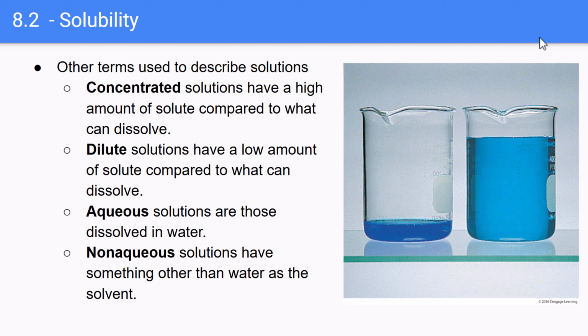Aqueous solutions are those that are dissolved in water, which is where the term aqua comes into play here, it means water. And non-aqueous solutions are dissolved in something other than water. So sometimes hexane, again, it just depends on the polarity of the substance you are looking at.